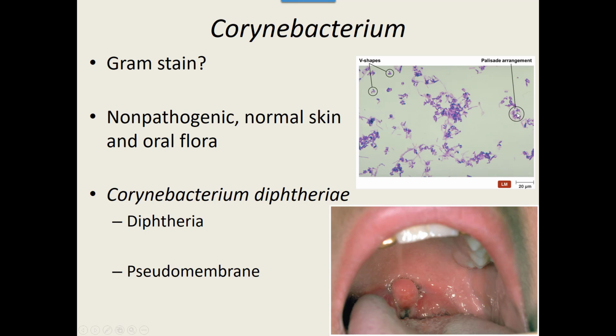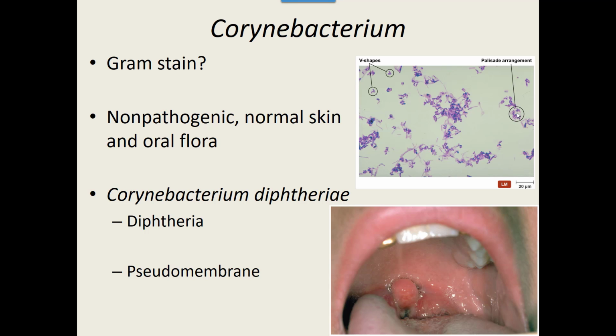A lot of these are non-pathogenic, normal skin and normal oral flora. Some of you, when we did throat swabs, actually identified out to a Corynebacterium. There's lots and lots of normal flora in this genus. However, again, they're not all normal flora. One pathogenic bacteria in this genus is Corynebacterium diphtheriae, which causes diphtheria.